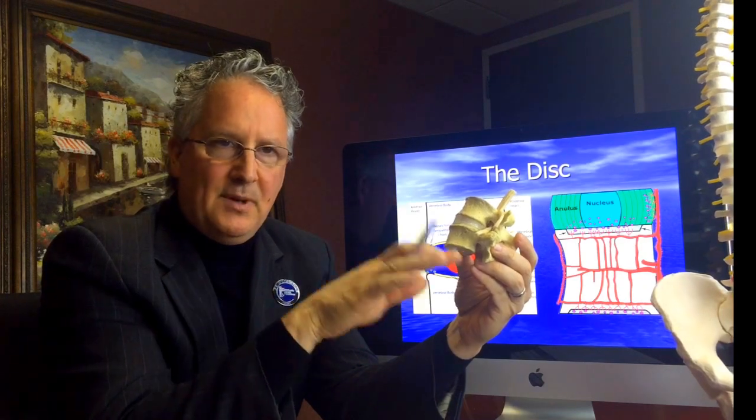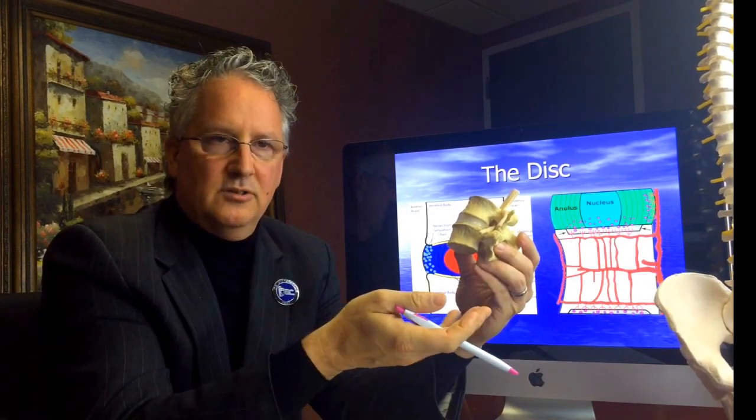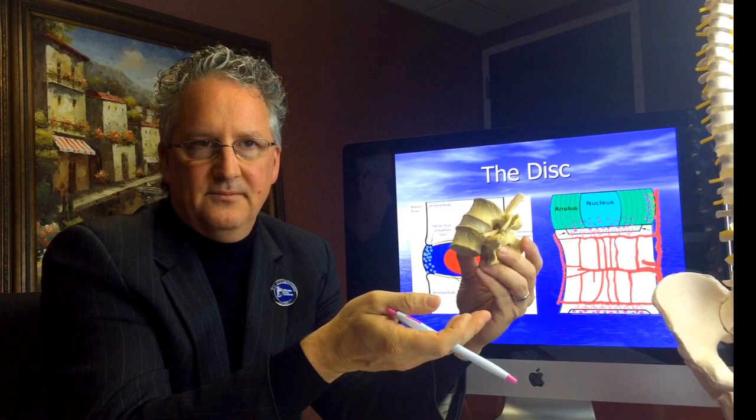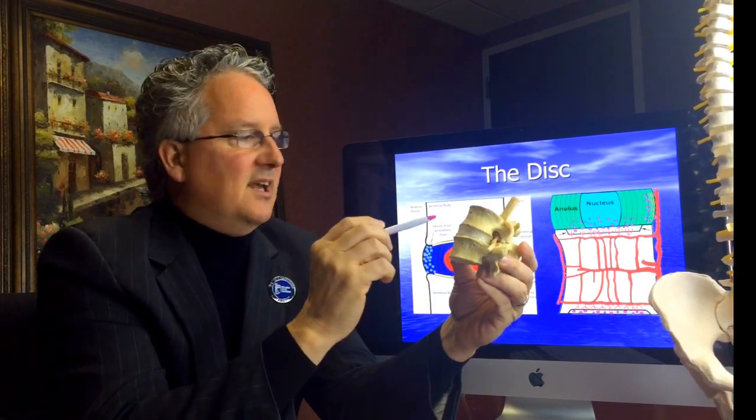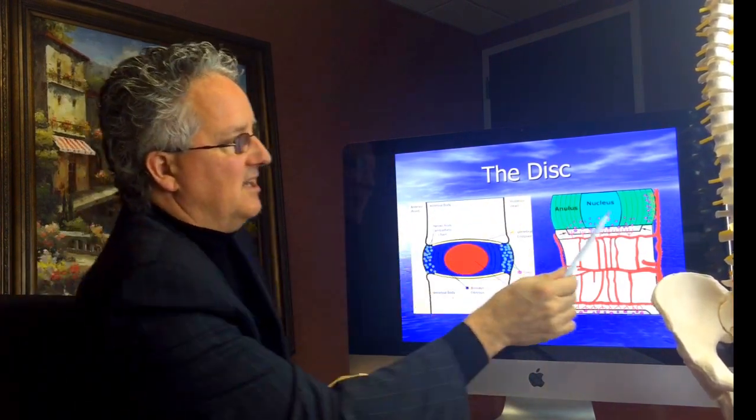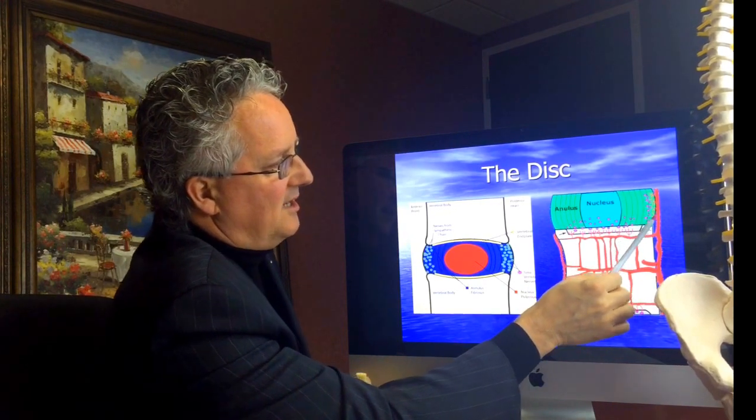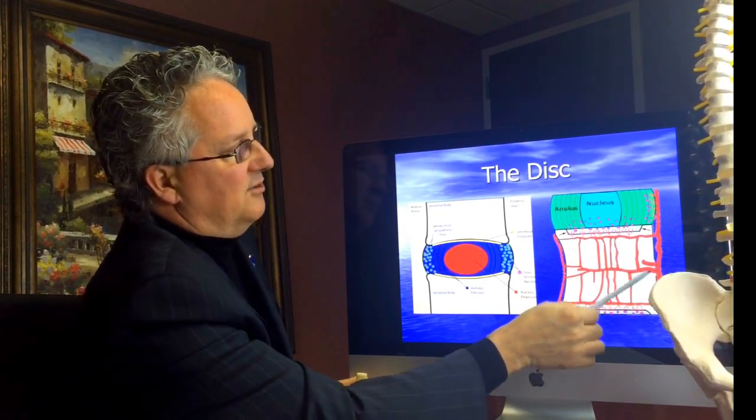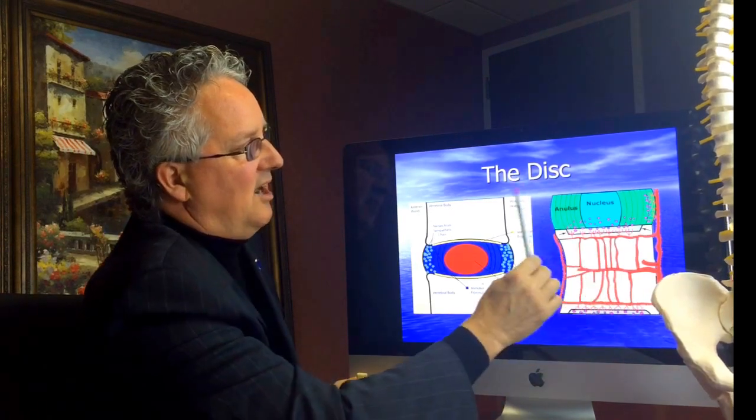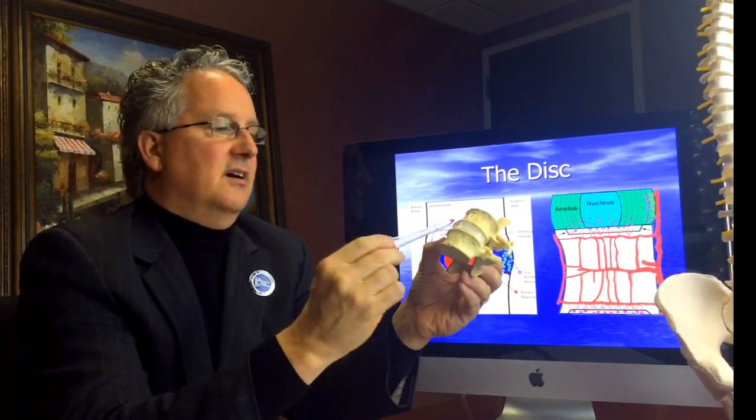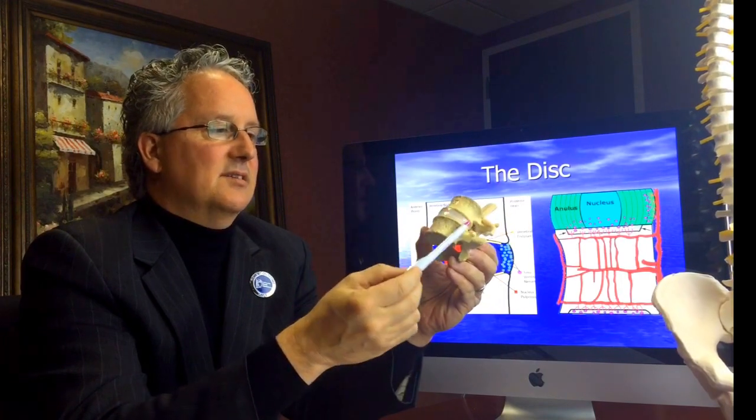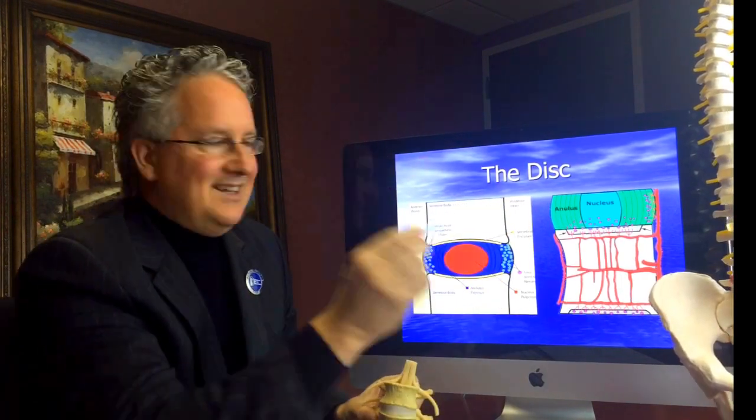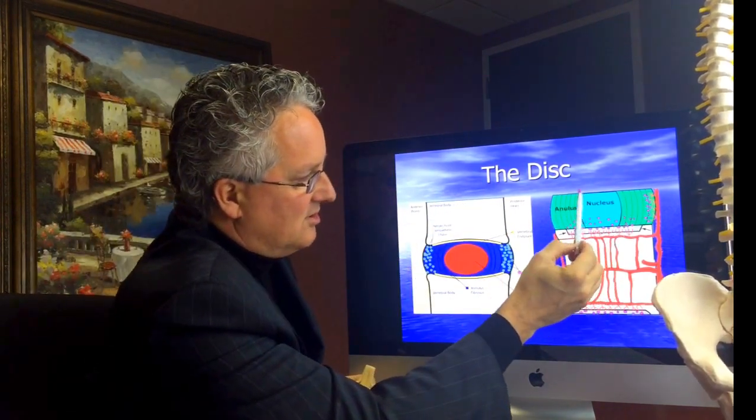It's kind of like stepping on your garden hose trying to get the water through. Well, it's not going to get through. There's too much pressure on there. So the disc relies on a network of arteries. And the network of arteries runs up and down the outside of the spine. And this network of arteries on the outside supplies the outer 1/3 of the annulus all the way around the disc.